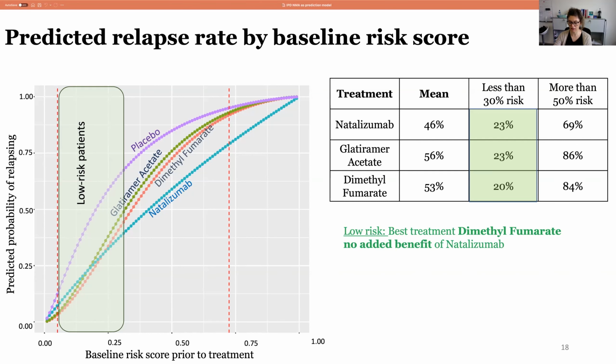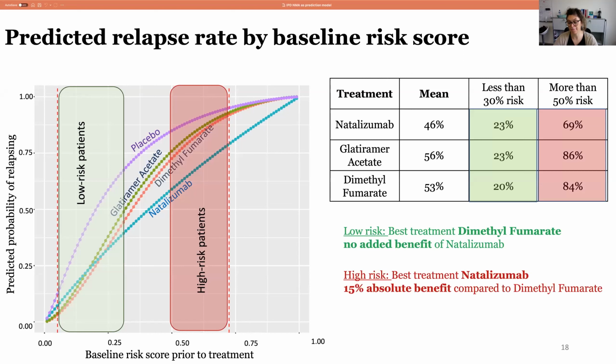And it looks like natalizumab is more beneficial for people who have a higher baseline risk for relapsing, like people with more than 50%, and then you see the benefit with natalizumab is visible. And these results reflect also the intuition and the understanding of clinicians, and some results from individual trials, where natalizumab is actually used in patients with more aggressive disease and more rapid progression.